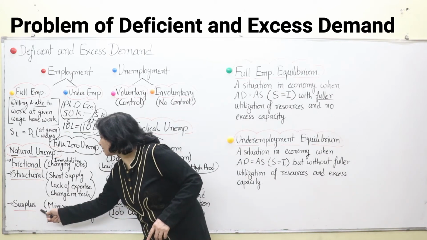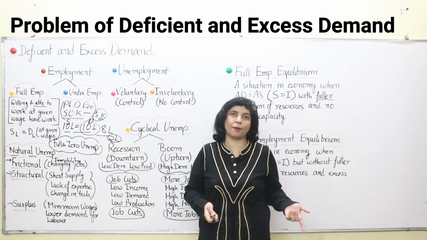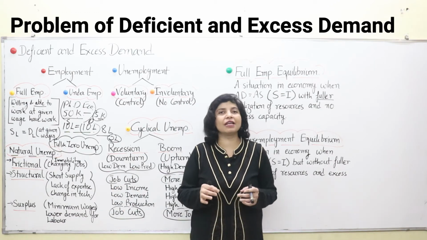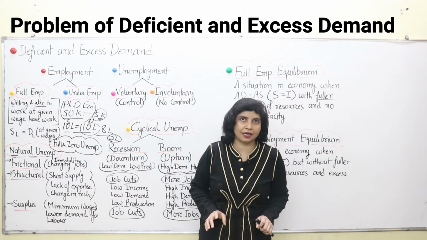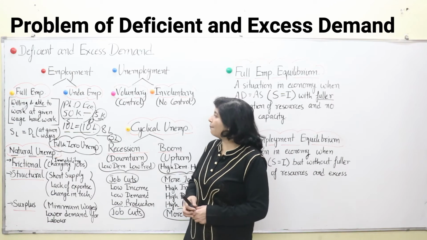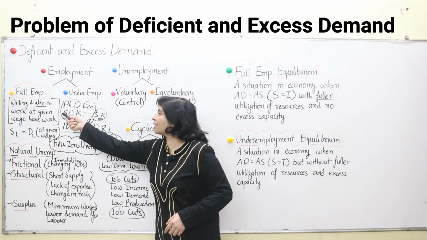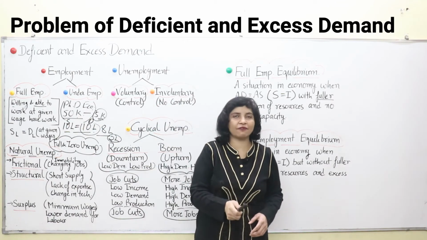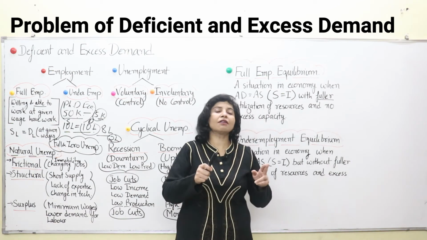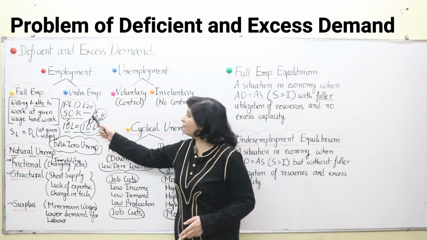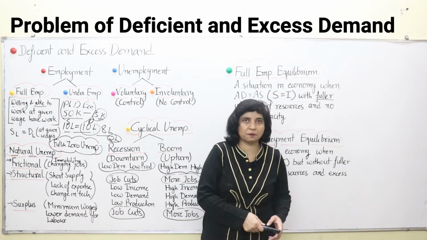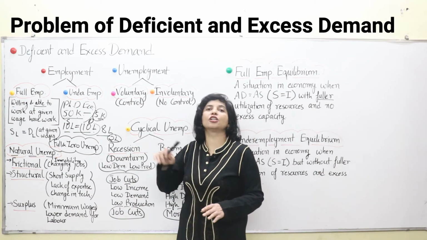Next, surplus unemployment. What is surplus unemployment? In many cases, government may pursue a policy of minimum wage rate. They may fix some wage for people. Suppose they fix 50,000 rupees for a professor working in a college. Then colleges who do not want to hire professors at 50,000 rupees per month, and want to hire professors at 10,000 rupees per month, may reduce their jobs.